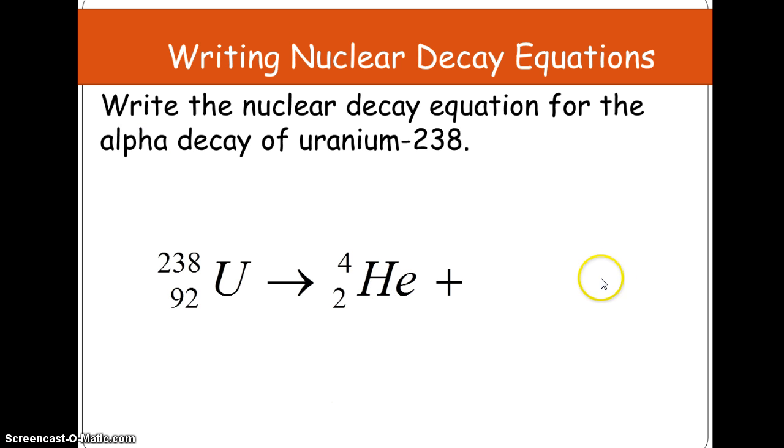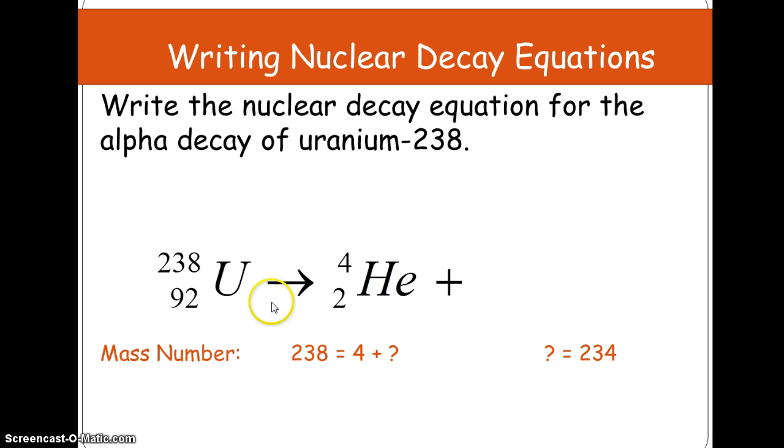Our next step is to find the missing element here. Once again, we know that the mass numbers are the same on the left and the right, and the atomic numbers are the same on the left and on the right. So we know the mass number, 238, is equal to 4 plus whatever this mass number is. Subtract 4 from each side, and we have a mass number of 234.